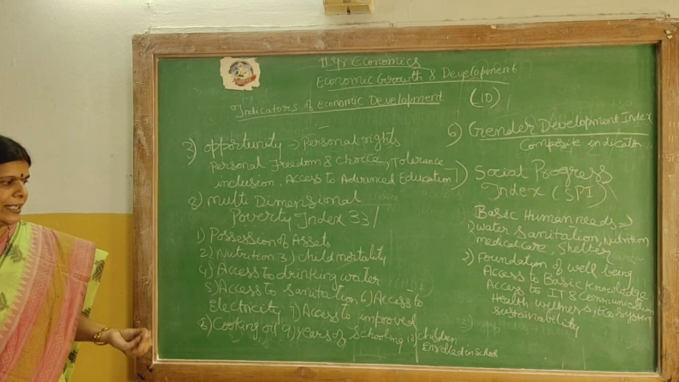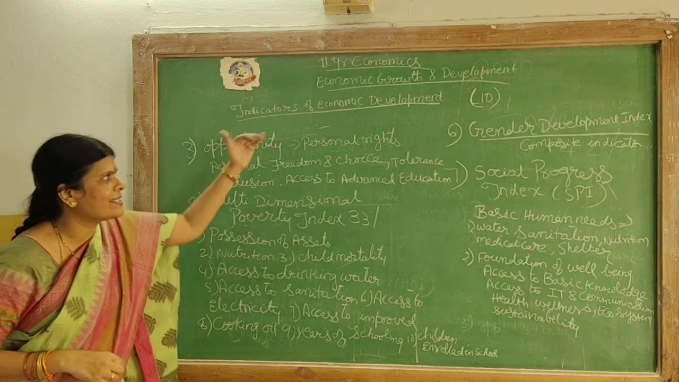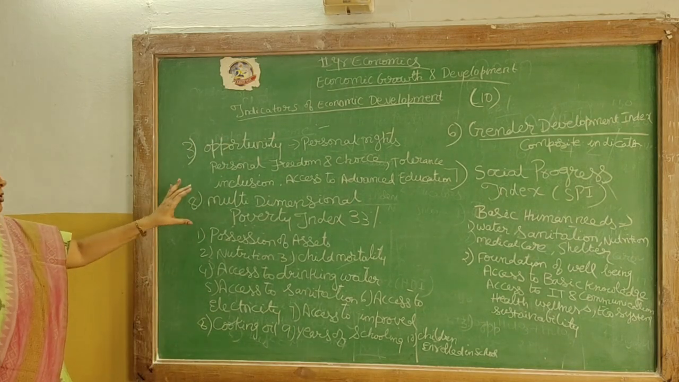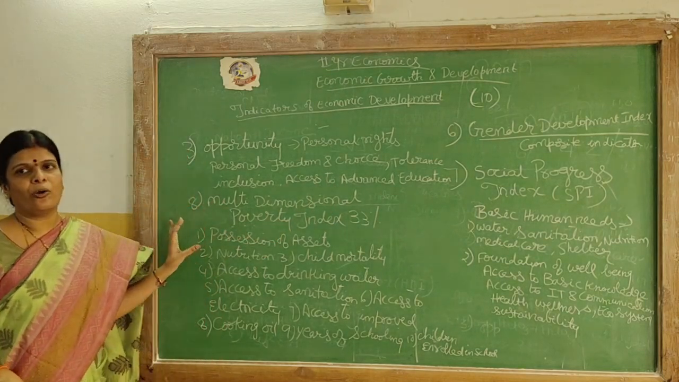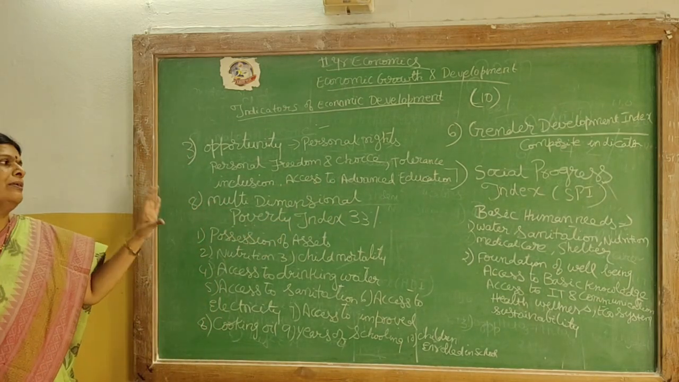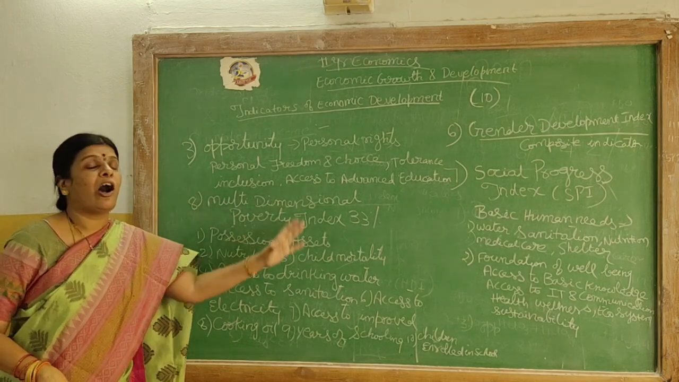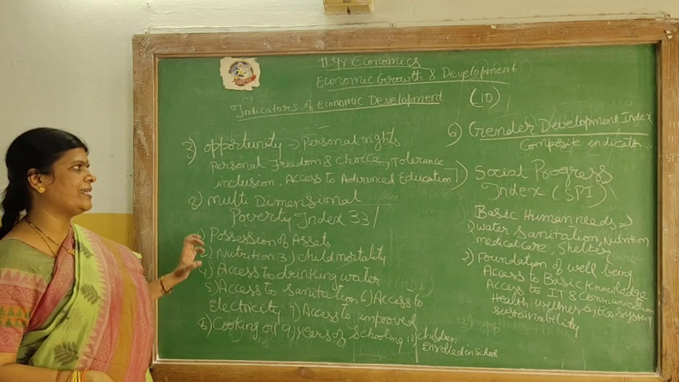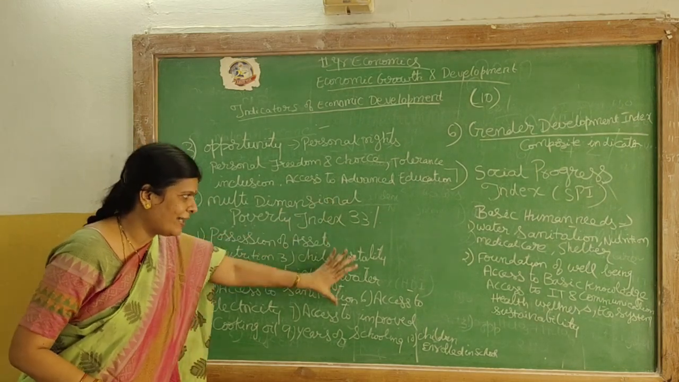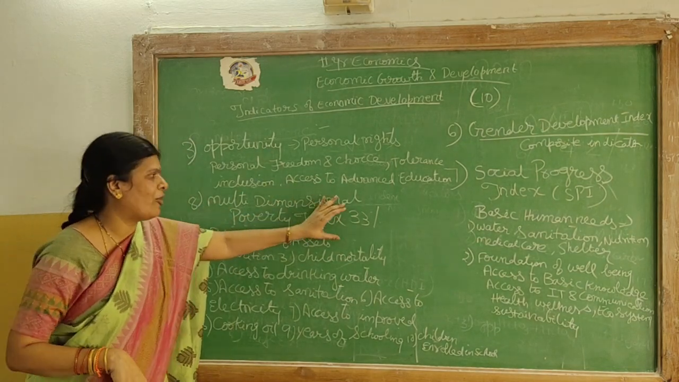Primary education should be increased to achieve this economic development. So what does multidimensional poverty index mean? Many people in underdeveloped or developing countries are deprived of basic needs, opportunities, everything. So at least they should possess these to reduce this poverty.